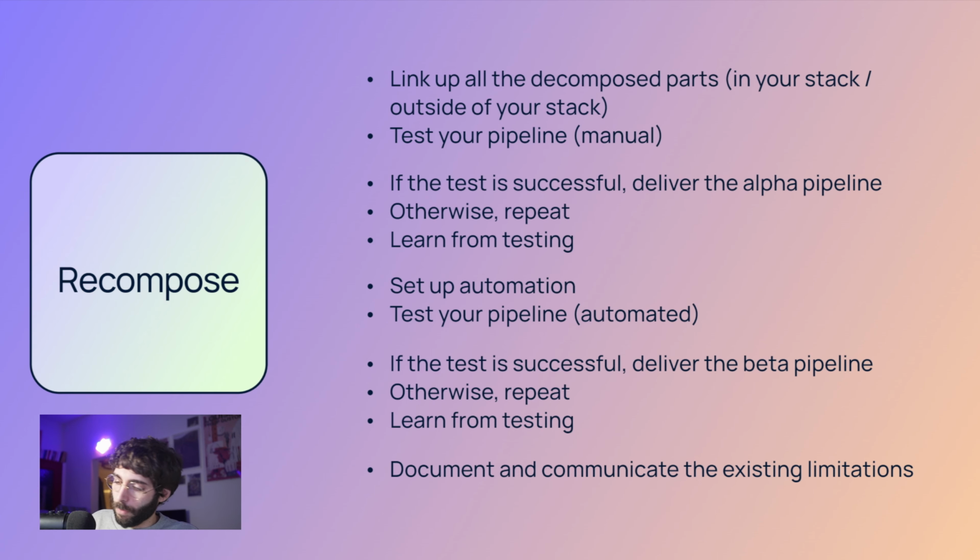Then what happens once you've started and finished building the small elements and everything works? Well, first of all, you link up all the decomposed elements that can either be in your stack or outside of your stack, and you test your own pipeline. Now, this is usually my first proper testing, and it's manual. Manual testing takes a ton of time, moreover, if it's a very complex pipeline, so I try to keep this to a minimum. If the test is successful, I deliver this alpha pipeline, otherwise I repeat my steps and try to learn from testing what's going wrong and what's going well.